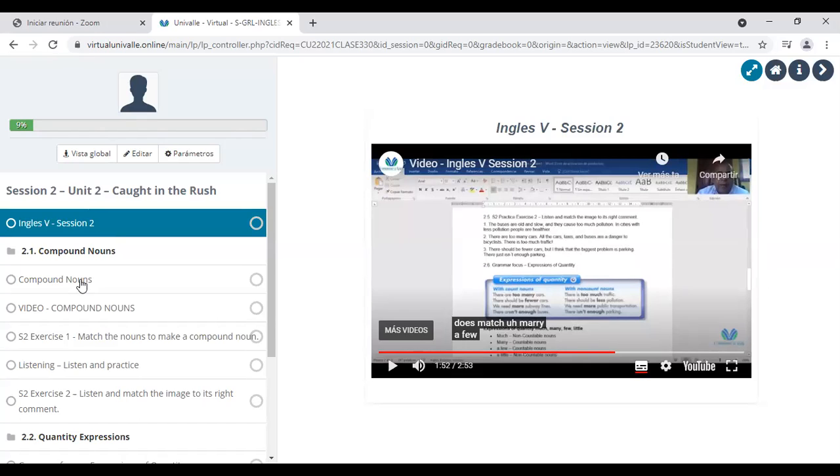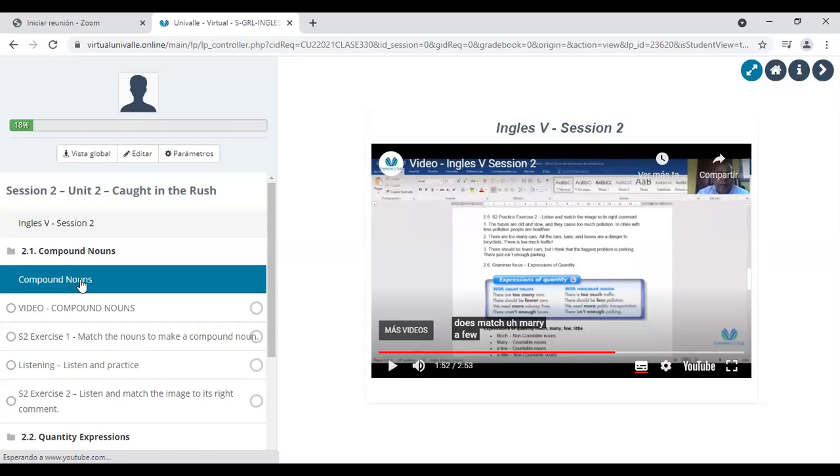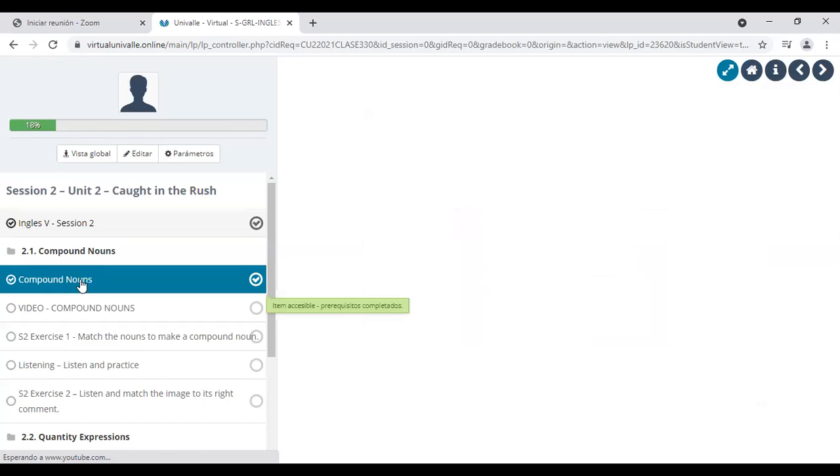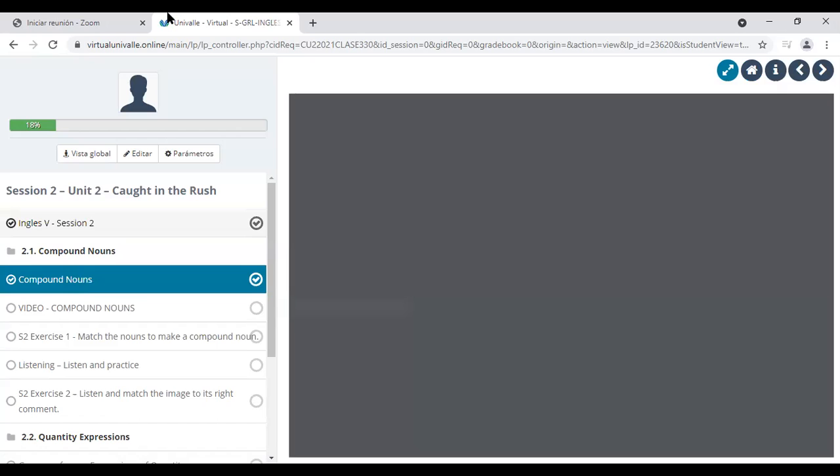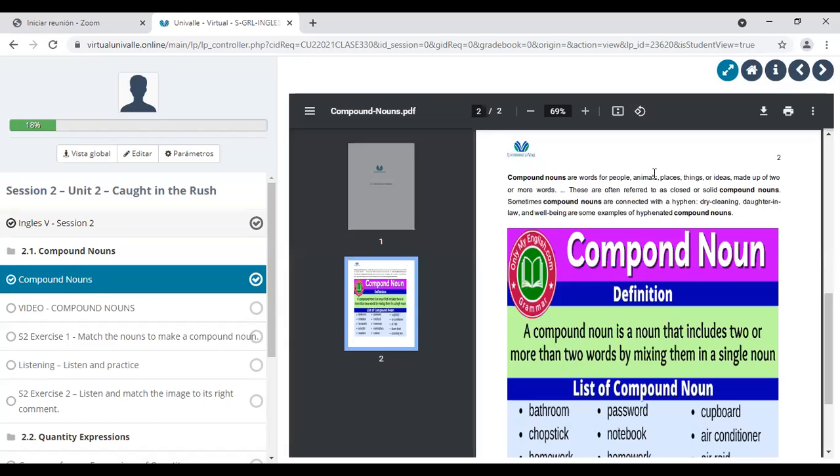Now I'm going to be explaining to you the usage of compound nouns in English, okay? So I want to ask Naima to help me read this. Can you help me to read this, Naima, please? Yes. Okay, go ahead. Thank you.